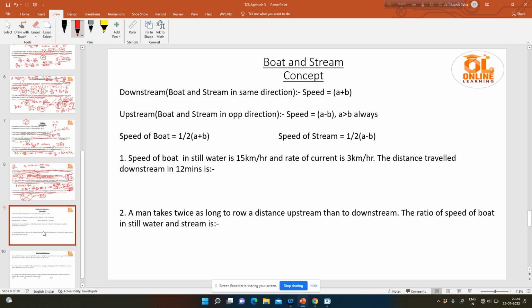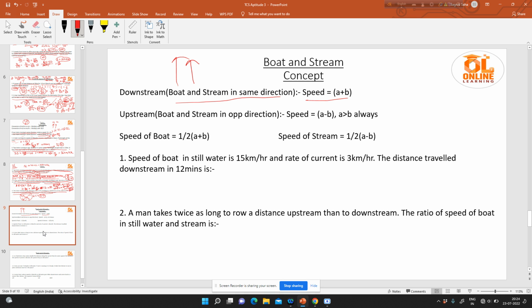Now let us move to the boats and streams questions. Before going to boats and streams questions, we will see the concepts of it. What do you mean by downstream? Downstream means boat and stream are in the same direction. Suppose the boat is going in this direction, and the river is also flowing in this direction, then it is said to be downstream. When this happens, the speed would be the sum of both, speed is equal to a plus b.